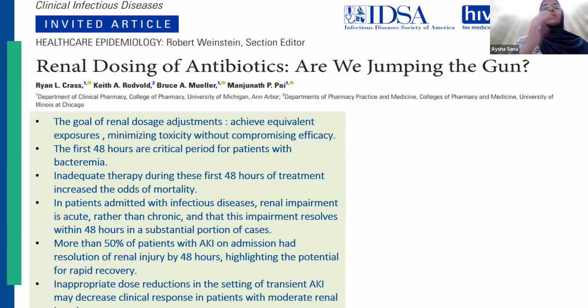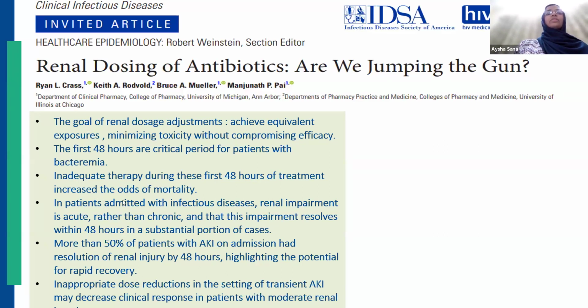Now we'll look into an important paper regarding the dose modification of antibiotics. It is published by the IDSA. According to the paper, the goal of renal dose adjustments is to achieve equivalent exposure and minimize toxicity without compromising efficacy. Therefore, the first 48 hours are critical for patients with bacteremia. Inadequate therapy during these first 48 hours of treatment increases the odds of mortality.